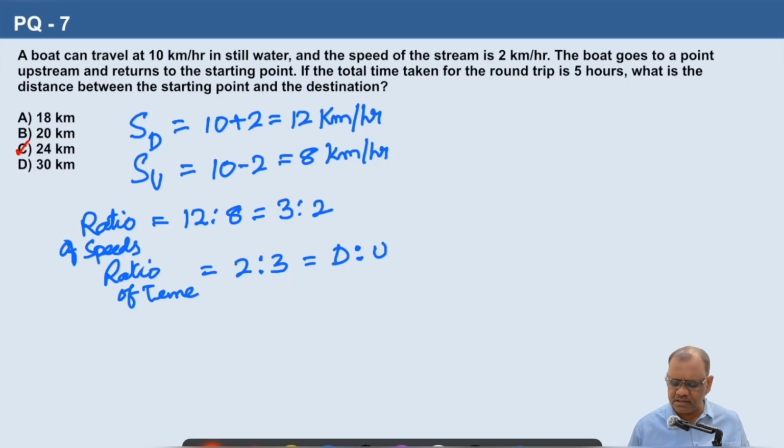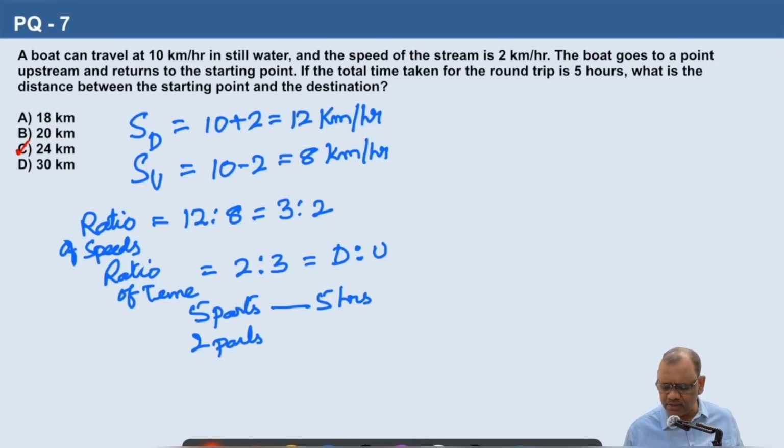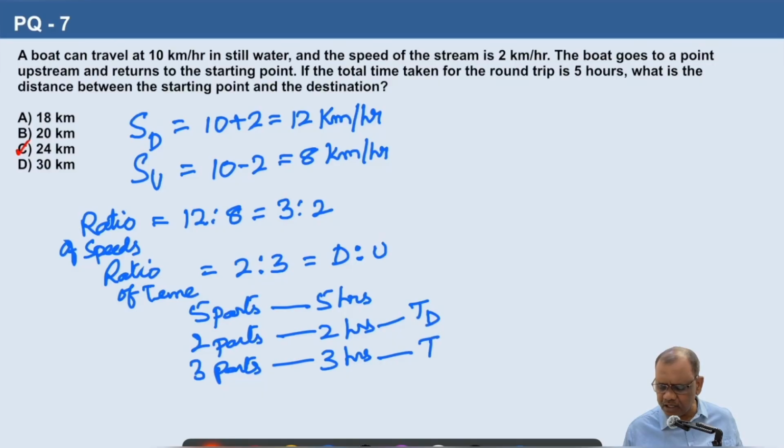These are the timings. But the total time is given as 5 hours. So 2 parts plus 3 parts is 5 parts. So 5 parts is equivalent to 5 hours, and 2 parts is equivalent to 2 hours. 3 parts is equivalent to 3 hours. So 2 hours is the time in the downstream, and 3 hours is the time in upstream.